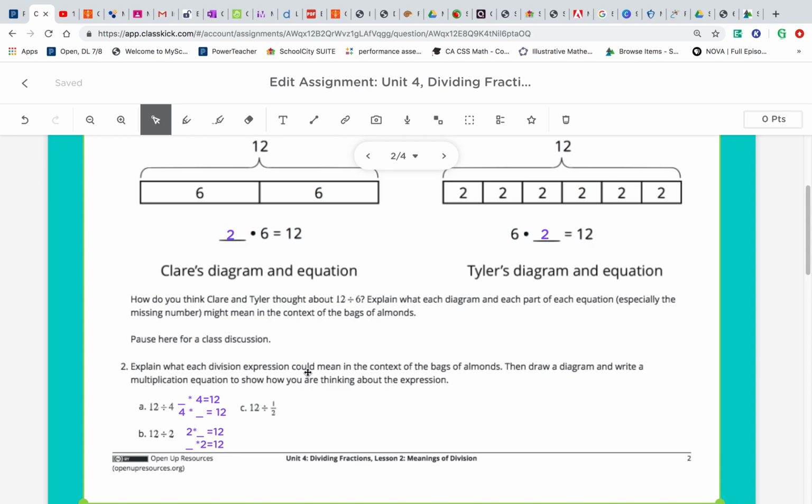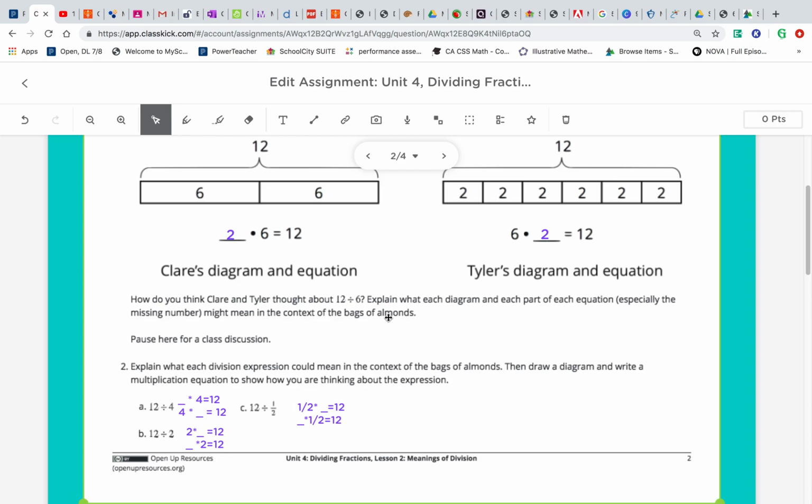All right, and then for C, 12 divided by 1/2. Well, it could mean a couple of different things. It could mean how many pounds in one bag if there were 12 pounds in a half bag. Okay, in that case, we could write it like this. We could say 1/2 times blank equals 12. I'll add a little bit more extra space here. Okay, so you could do it like that. Or you could say, how many bags can we get if we put a 1/2 pound in each bag? So in that case, you could say blank times 1/2 equals 12. Right? So a few different ways to think about the same idea here.